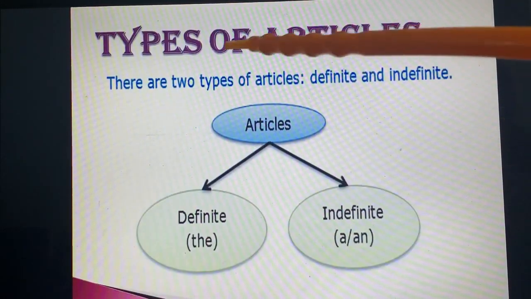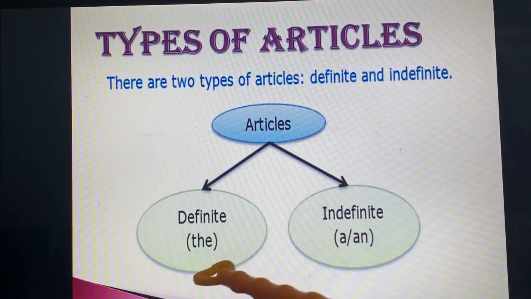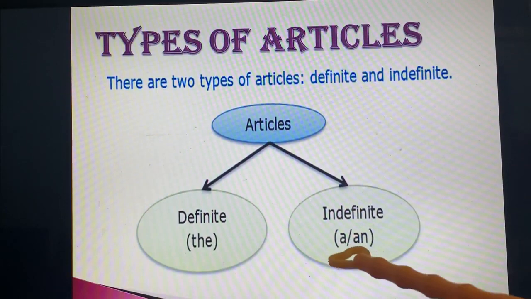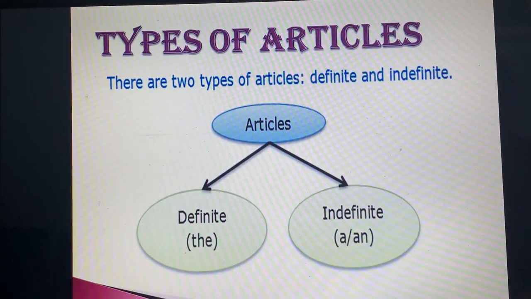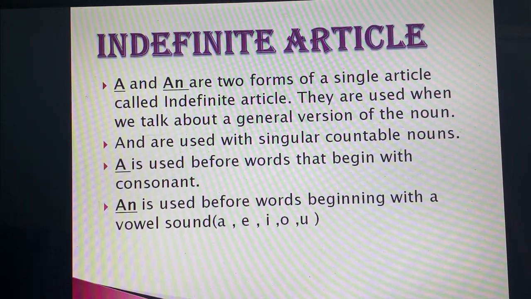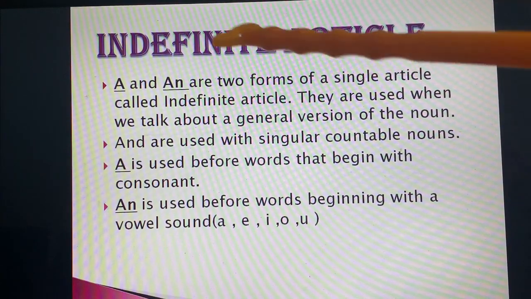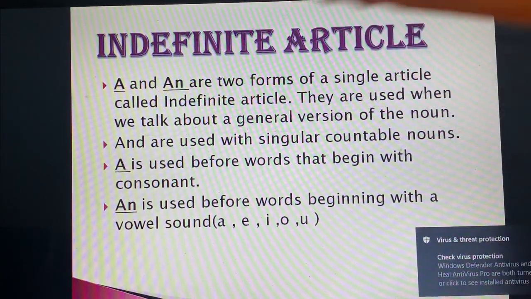So all these three articles are further divided as definite or indefinite. Now look here, types of articles. There are two types, that is definite and indefinite. Definite is the, indefinite is a and an. This I have already told you. Next, now I am going to explain the uses of these articles. We will start with indefinite articles, that is an or a.